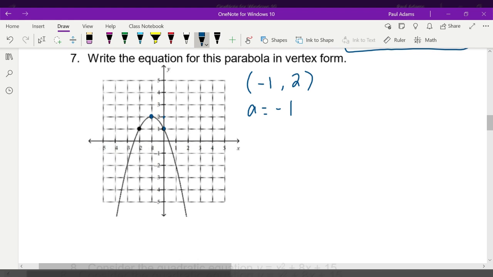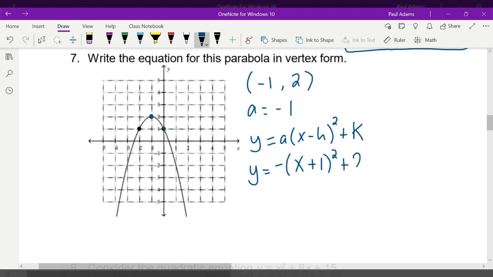-1. So now, in vertex form, y equals a times the quantity of x minus h squared plus k. My h and k values are -1 and 2. My a value is -1. So y equals negative 1, so negative, times the quantity of x minus negative 1, which is plus 1, quantity squared, and then plus 2.